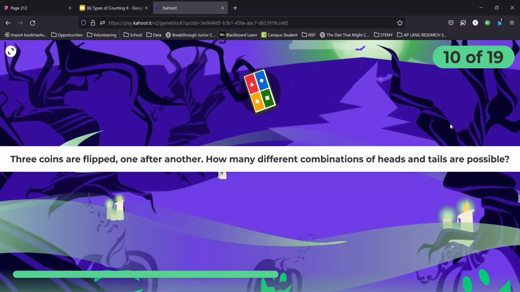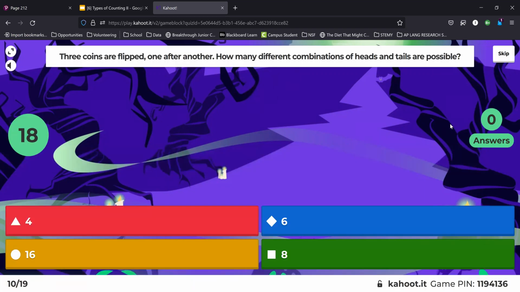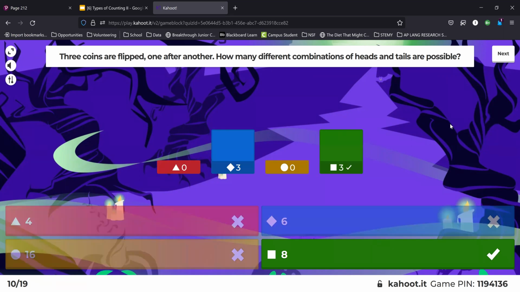So 3 coins are flipped, one after another. How many different combinations of heads and tails are possible? Okay, yeah. By combinations, it really meant permutations. So like how many ways could you order them, right?